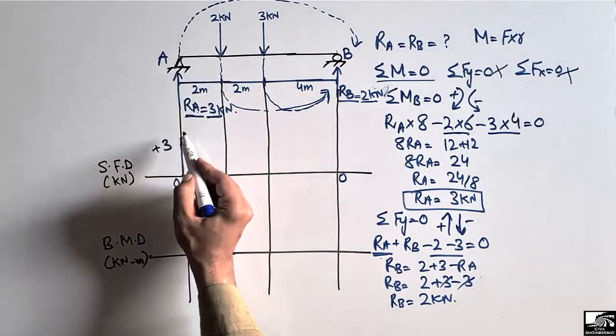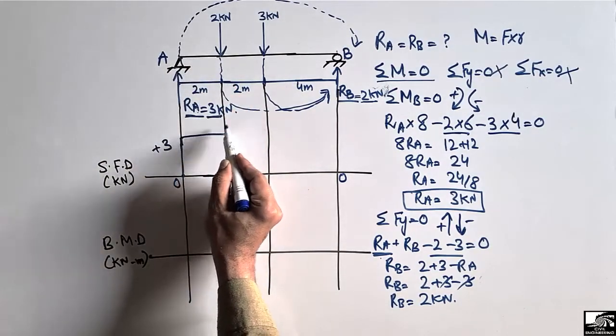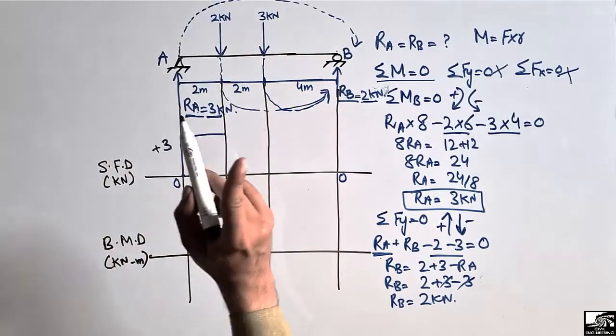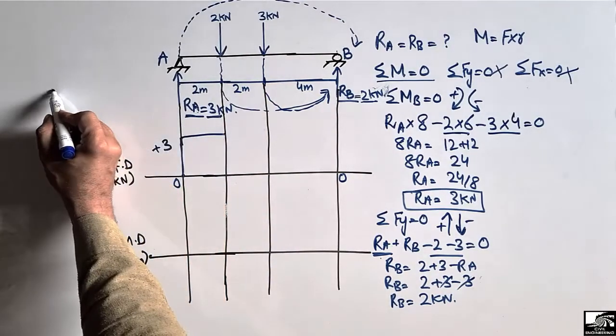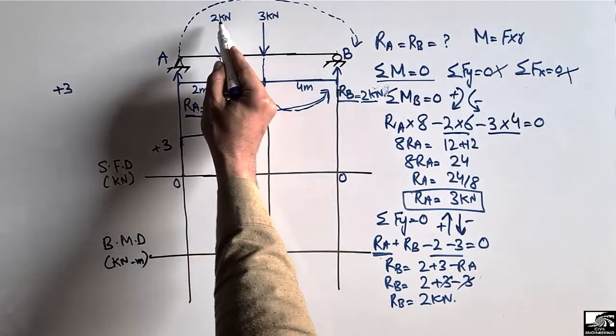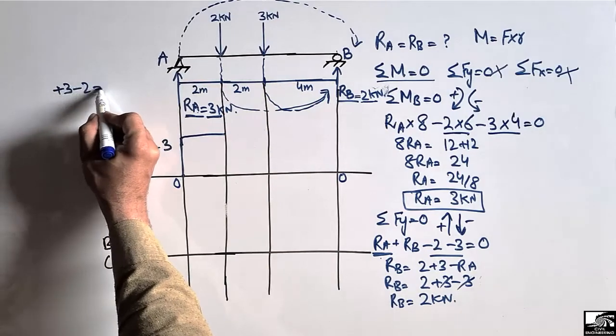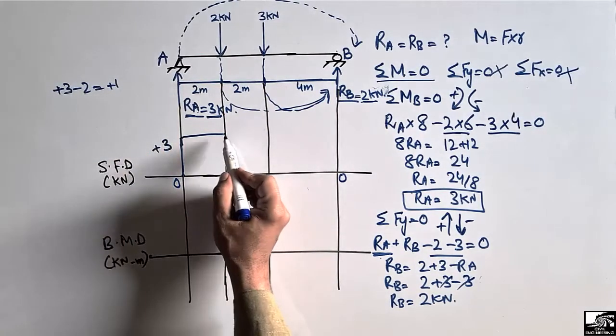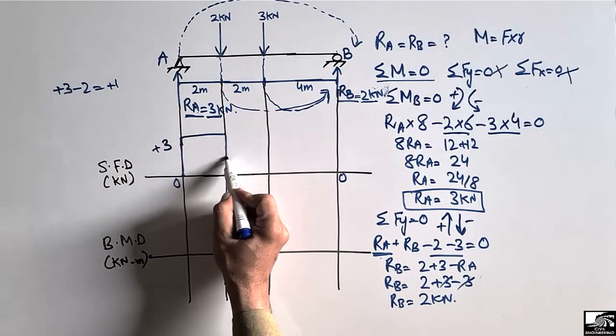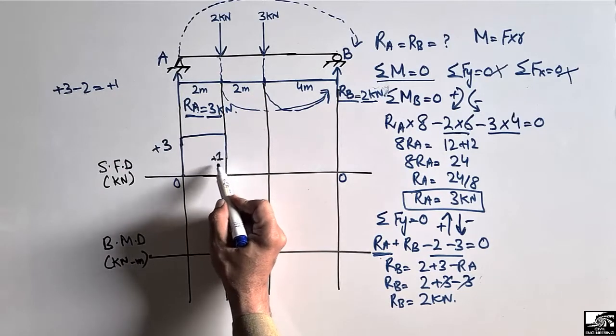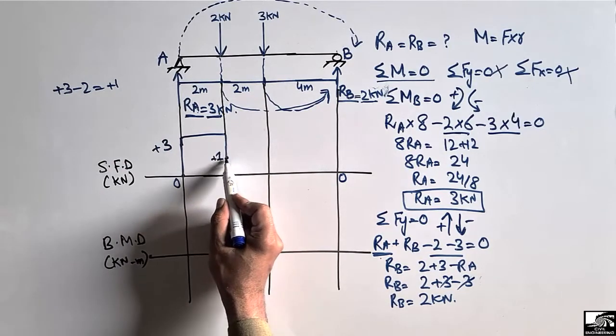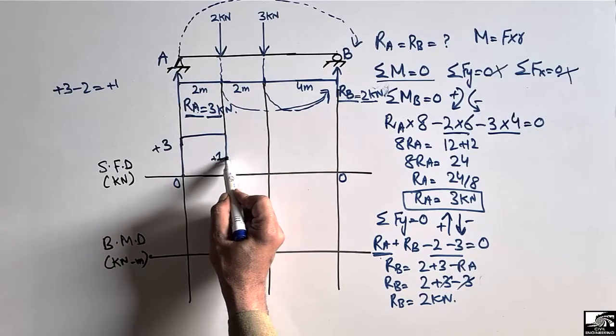Then there is no load on the beam, so it will be a straight line. Then there is a downward load of 2 kilonewton. So this was plus 3, and this is downward, so it is minus 2. So we got plus 1. So it means we will bring this in the downward direction up to plus 1. So now plus 1 kilonewton is the shear force at this point.